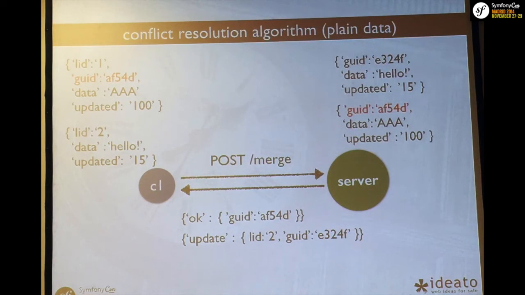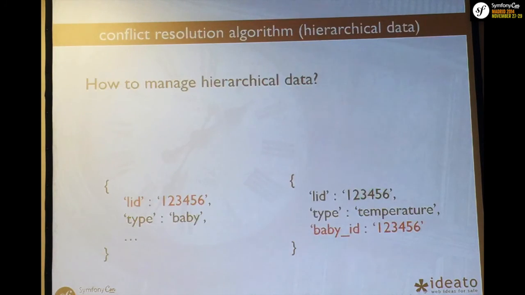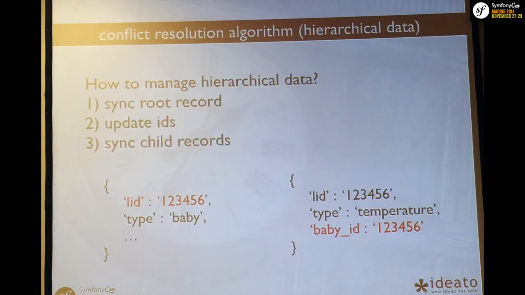Okay, and let's complicate things a bit. How can we manage hierarchical data? By hierarchical data, I mean records which are related in some way. Basically where in one field there is an ID pointing to another record. This is done in 3 steps. The first one, you need to synchronize the root record, the main record, I don't know how you want to call it. Then update the IDs of the records that are referencing it, and then you can synchronize the child records.